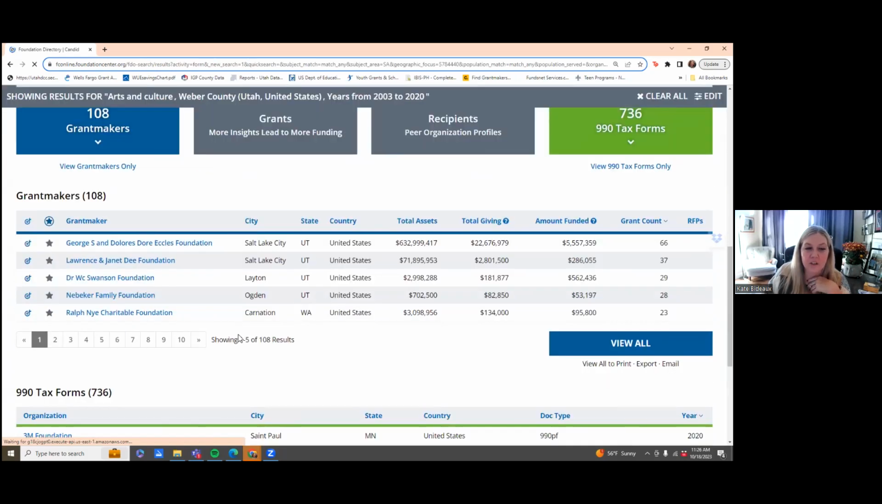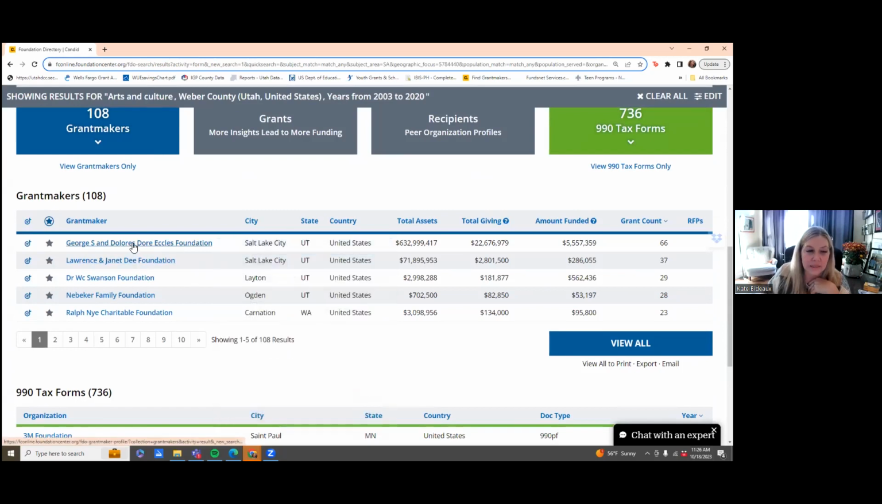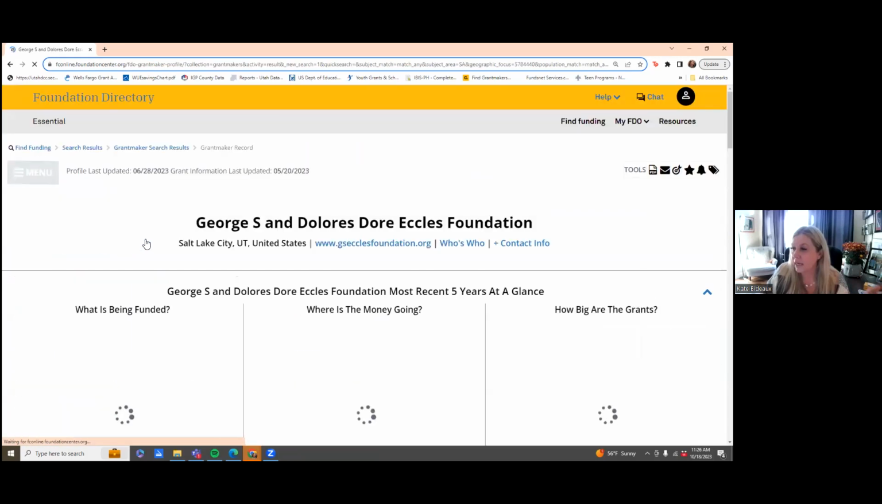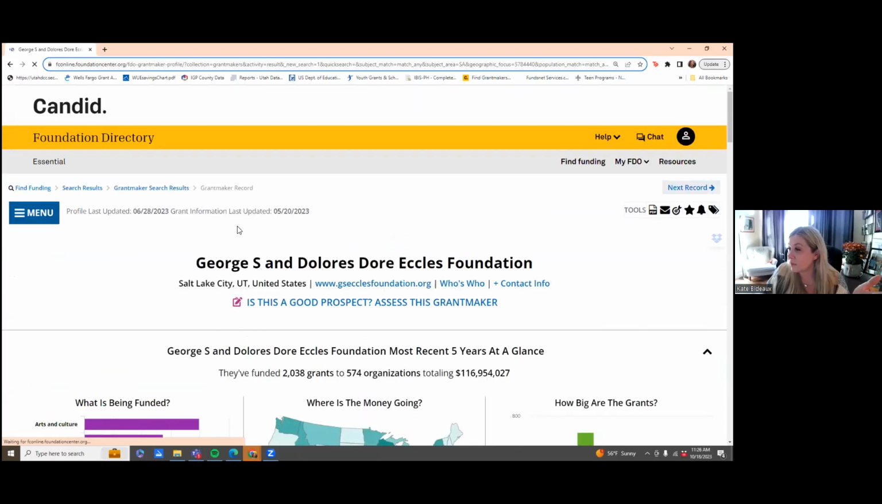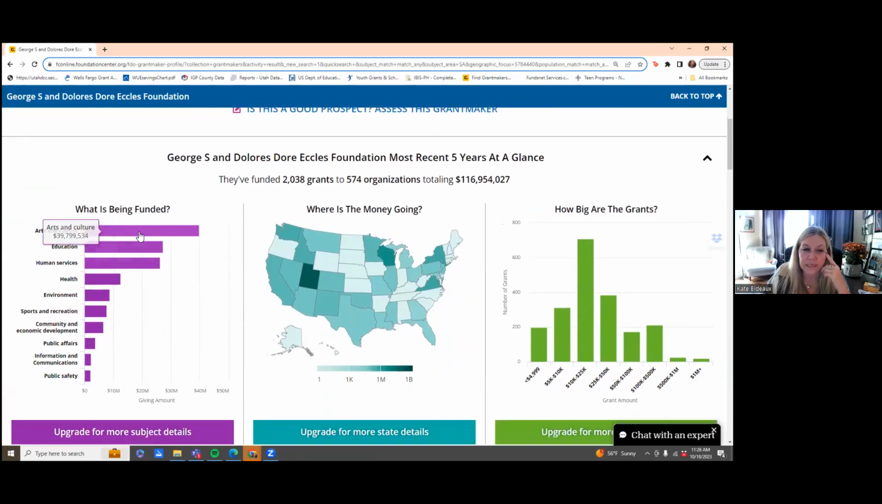And then I have 108. And what's really cool about this as well is that you can print this off. I love looking at this. George and Dolores Dorey is probably the biggest foundation in Utah with the amount of money they give and the amount of grants that they give every year. So this is so cool because it tells you how much they're giving over the last 5 years, I think it is, in all of these different categories. So you can at a glance see whether or not you want to look into this a little bit more. You can see how much they're giving and where they're giving.